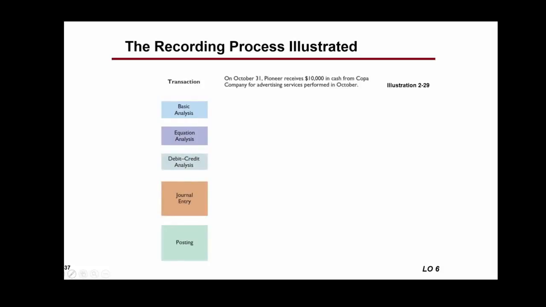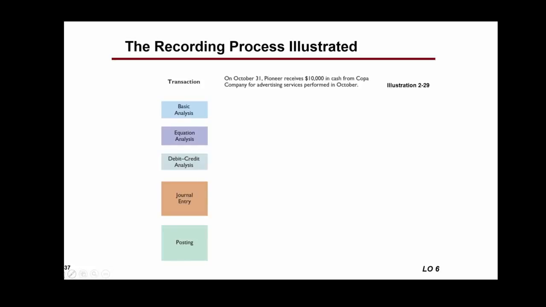On October 31st, Pioneer receives $10,000 in cash from Coca Company for advertising services performed in October. So they perform those services. Now, because they perform the services, what does that mean? Yes. It's service revenue. Because the company has already provided that service, they completed that service, it will be a service revenue. They recognize it as revenue because they earned it. So this is an earned revenue.